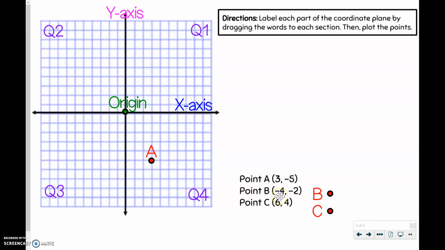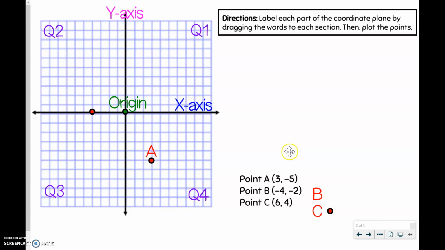Point B says negative 4, which is our x coordinate. So that means since it's negative, negative would be going to the left of 0, left on our number line, because that is what our x is. It's either right or left. So I'm going to go left 4 because it's negative 4, and I'm always starting at the origin. So I'm going to go 1, 2, 3, 4.